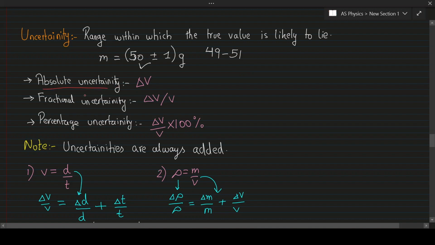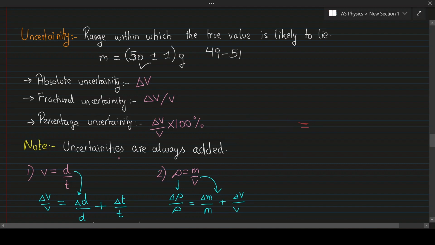So you need to remember these three terms. Number one is absolute uncertainty. We write it like this: delta, then the quantity like mass or V, or Q, anything else. Then we have fractional uncertainty, which comes as a fraction, like this. Then third, you have percentage uncertainty, where you multiply this by 100%. That would give you a percentage uncertainty.